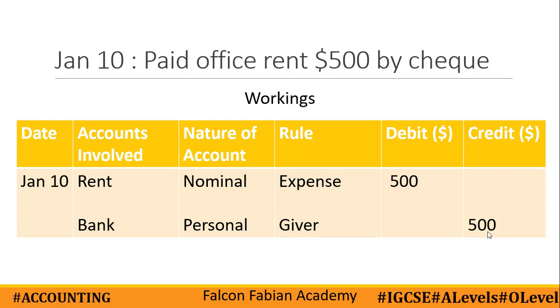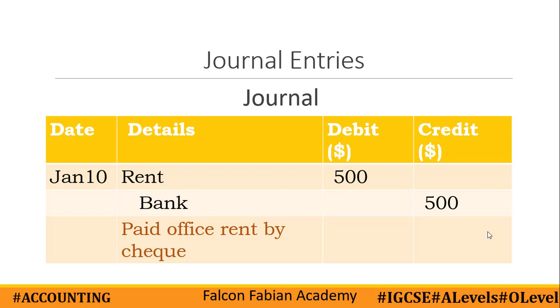Now let's record this entry in journal. So this is the format of journal. It has 4 columns: date, details, debit column and credit column. And there is a structure of journal entry.